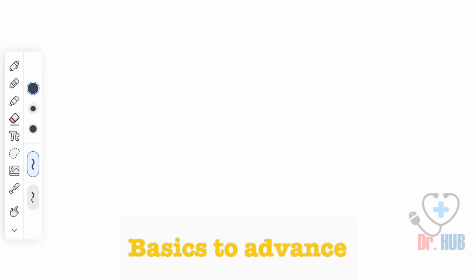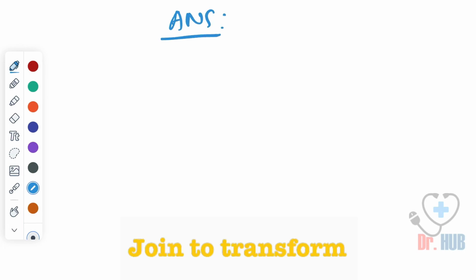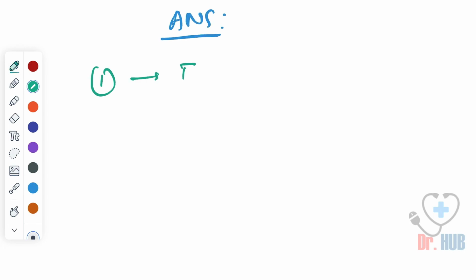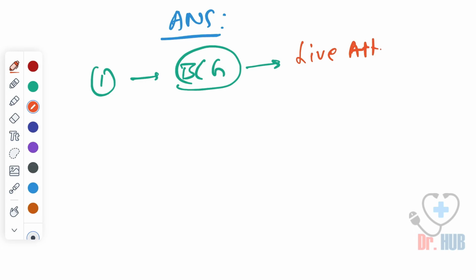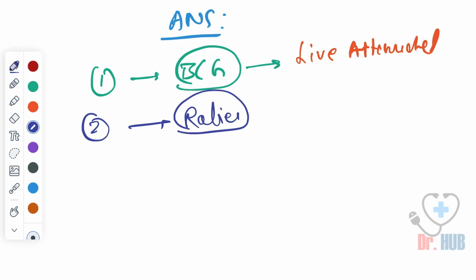types, categories. So now to answer our questions, we asked 2 questions. The first question we asked was, what is the BCG? If you see BCG, it comes under the live attenuated type. The next question we asked was, what type of vaccine is rabies? So rabies comes under the killed whole vaccine.